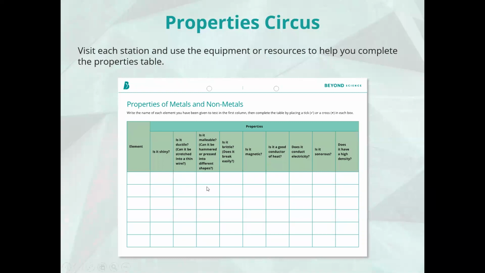Here is an investigation to determine the properties of metals and nonmetals, but I can't do that as I don't have the element at hand. If you had it, you could have decided if it was shiny, ductile, malleable, brittle, magnetic, a good conductor of heat and electricity, sonorous, or if it had a high density. We are going to be having a look at some of these properties with examples. So even though we can't physically do it, we will do it in the following slides.